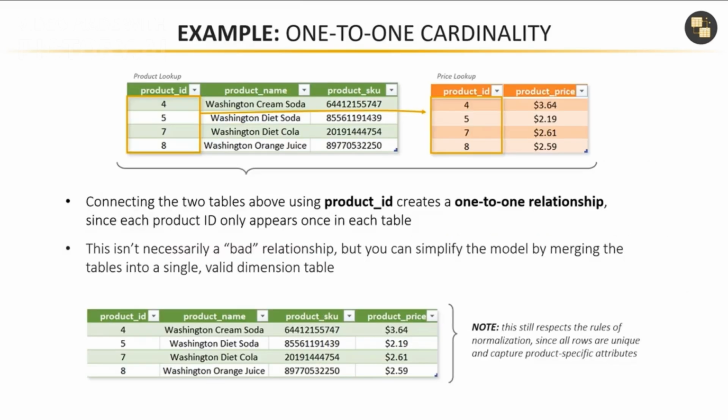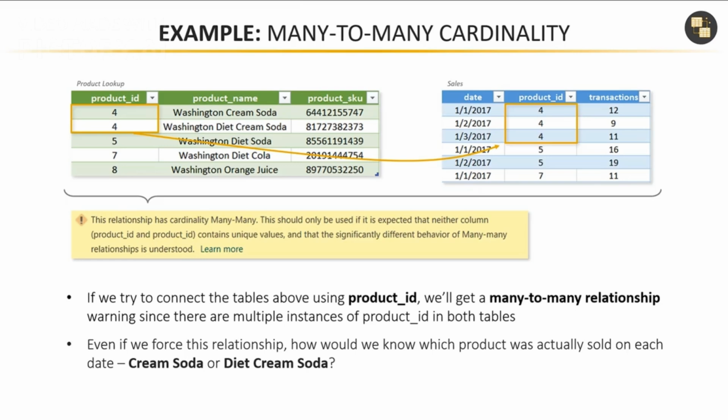A one-to-one relationship connects tables using a unique product_id, simplifying the model by merging tables into a single, valid dimension table. A many-to-many relationship can cause ambiguity, as multiple instances of product_id exist in both tables. This can lead to confusion in data representation.